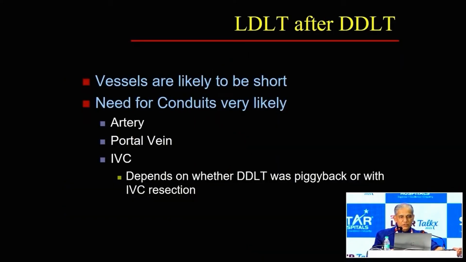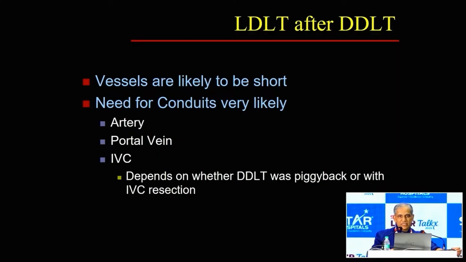This is because when you have a DDLT, the vessels we take are never as long as what we take in living donor liver transplantation, because we are a little more comfortable taking them lower down. Therefore, most likely they all require conduits, particularly for the artery and the portal vein, and even the IVC. How was the original DDLT done? Was it a caval resection or a piggyback? That whole thing makes it a lot more difficult.